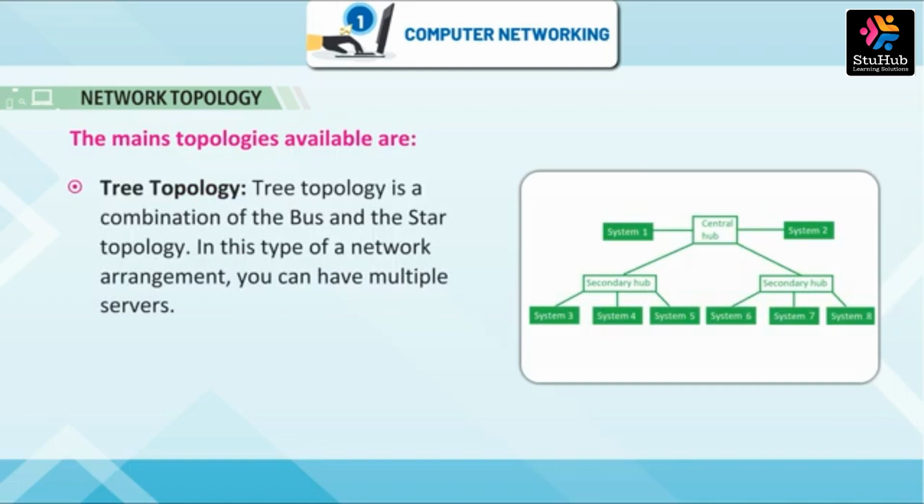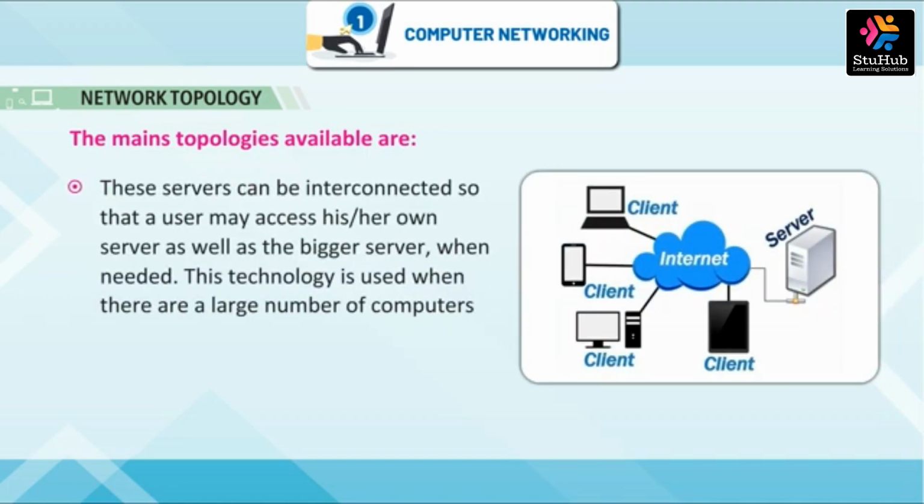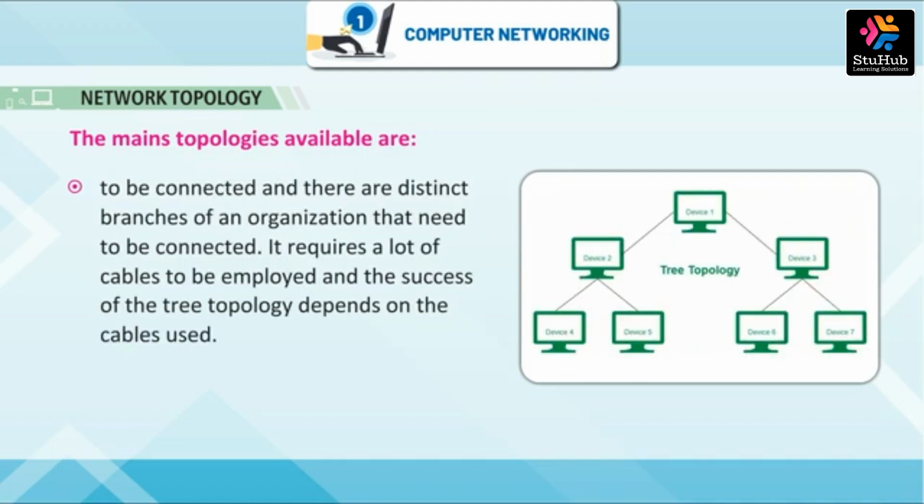Tree topology. Tree topology is a combination of the bus and the star topology. In this type of network arrangement, you can have multiple servers. These servers can be interconnected so that a user may access his or her own server as well as the bigger server when needed. This technology is used when there are a large number of computers to be connected and there are distinct branches of an organization that need to be connected. It requires a lot of cables to be employed, and the success of the tree topology depends on the cables used.